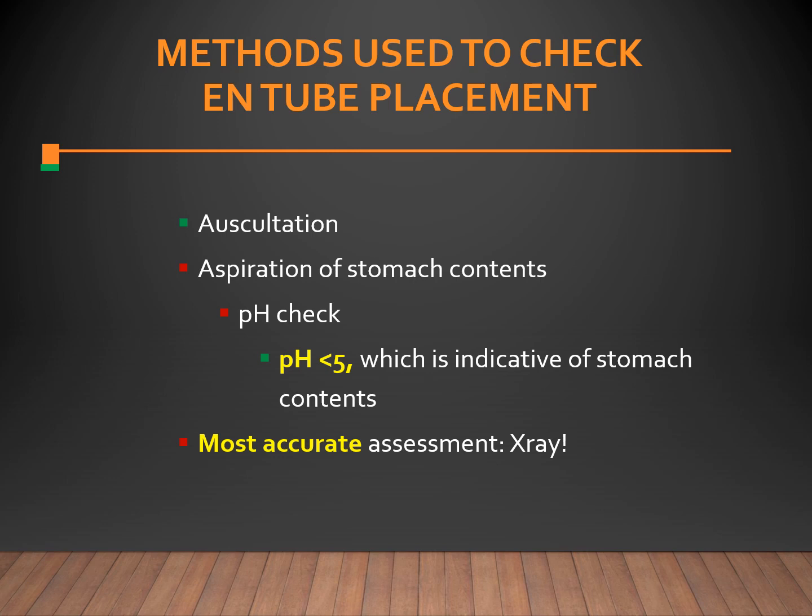A way that they used to check for placement is the aspiration of stomach content. So you would aspirate a little stomach content and check the pH. A pH greater than 5 usually was indicative that it was in the stomach. Not as accurate anymore, especially with people with GERD or different kinds of reflux where the acid could be higher. So the most accurate assessment, which most hospitals are going to, is x-ray every time.